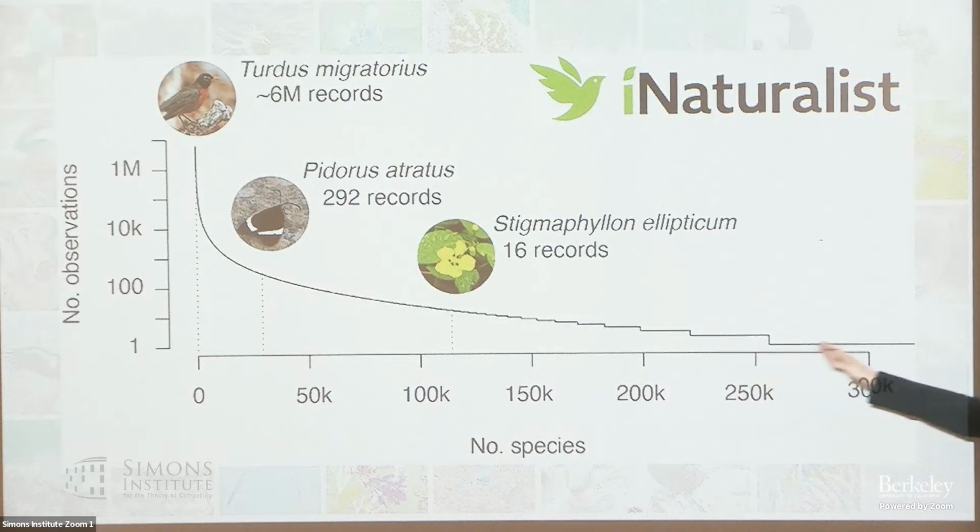And you can see that there's a significant extension here. And then, of course, there are many species on Earth. There's estimated to be about 10 million species. So there are many, many, many species where we just have no data at all.